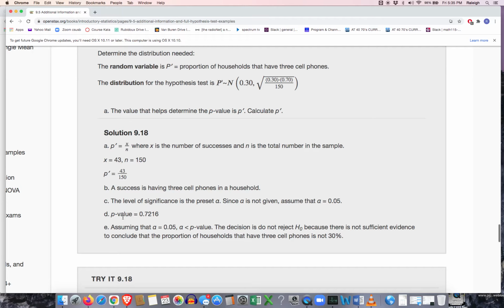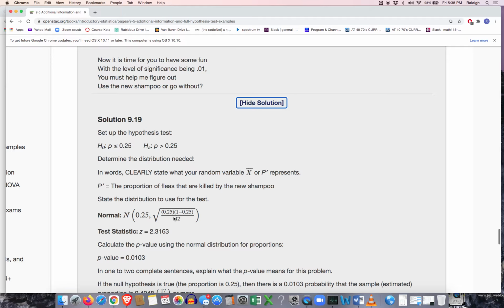Okay, P prime is the proportion of fleas that are killed by the new shampoo. We already have on file the old shampoo, 0.25. And yes, that's going to be our mean, our proportion. They're the same thing. The standard error, 0.25 times 0.75 over 42. By the way, that number is 0.0668. And when you run the numbers on Z, Z is equal to P minus P prime over that standard error, the square root of PQ over N.